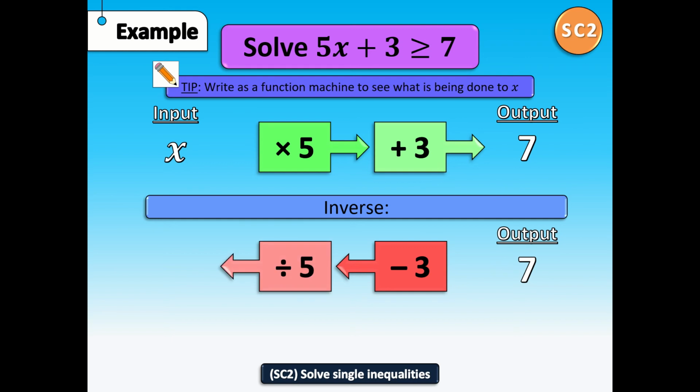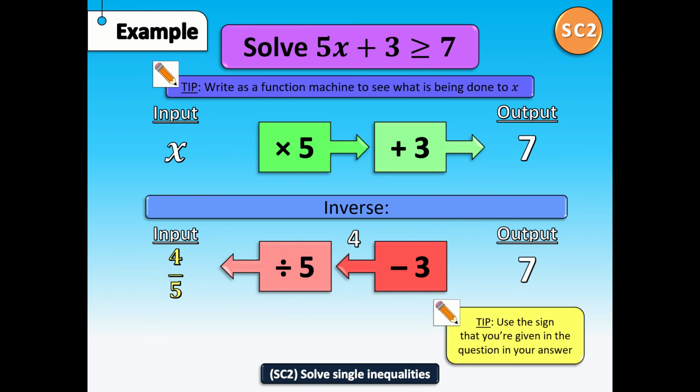So we do 7, take away 3, which is 4, and then we do 4 divided by 5, which can be written as 4/5. We simply use, instead of an equal sign, the sign that we're given in the original question, which was the greater than or equal to sign. So we can say x is greater than or equal to 4/5.